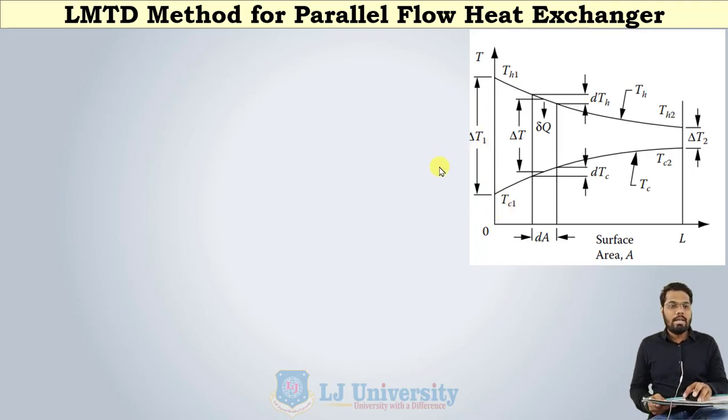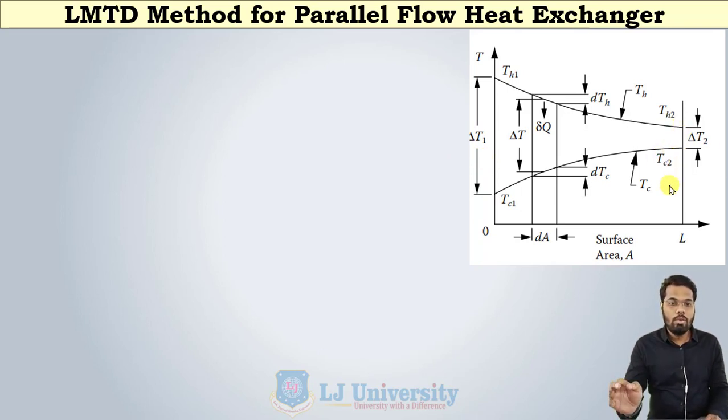At the exit point, the temperature of the hot fluid would be TH2 and the temperature of the cold fluid would be TC2. So the temperature difference at the exit of the heat exchanger, on the right side, is TH2 minus TC2, which is denoted by delta T2. Suppose we consider one elementary area dA between this entry and exit point. The temperature difference at this elementary area is taken as delta T.